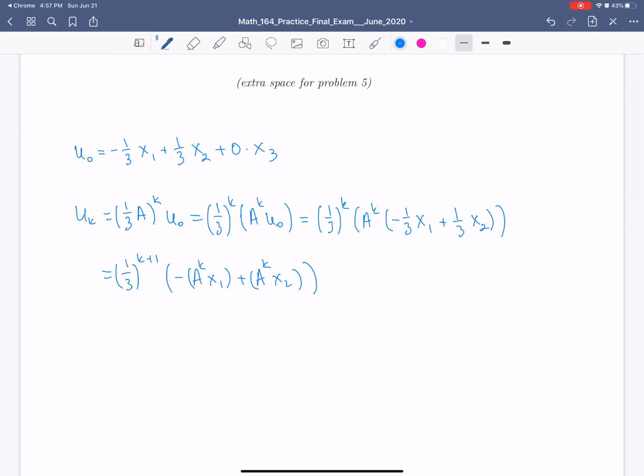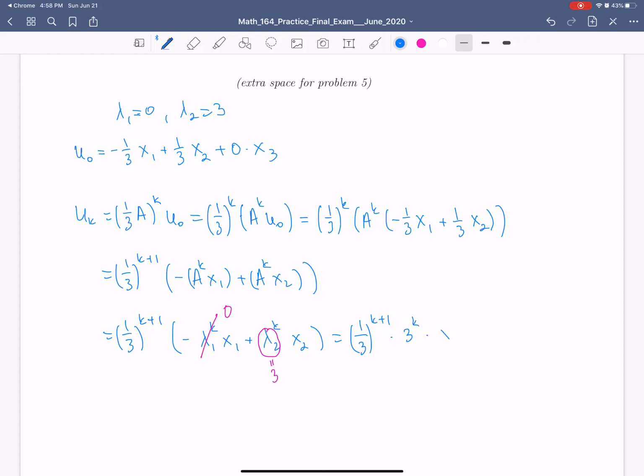So now A^k times x1, if you recall, lambda 1 is 0 and lambda 2 is 3. So what we get is 1/3 to the k plus 1 times negative lambda 1 to the k times x1 plus lambda 2 to the k x2. That's exactly the way we apply A to the power k to an eigenvector: literally replacing A with the corresponding eigenvalue lambda. Now, lambda 1 is just 0. That's just what it is. Whereas lambda 2 equals 3. So what we end up having here is 1/3 to the power of k plus 1 times 3 to the k times x2.